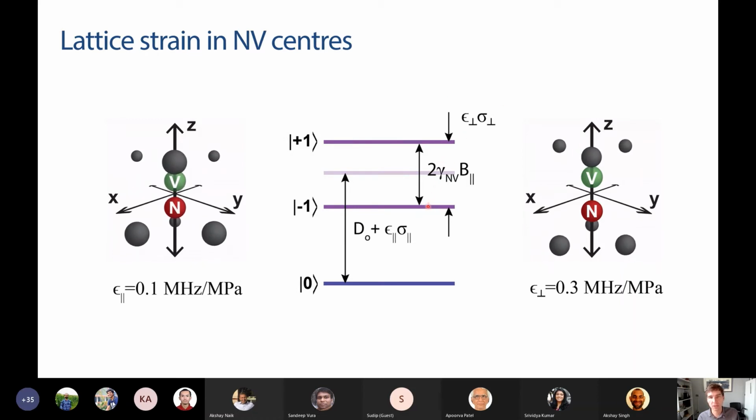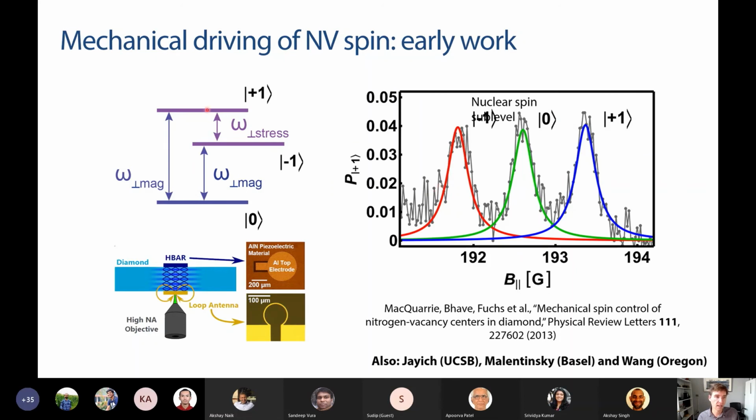And what we want to do is see if we can create a stress field that is equal to the splitting between these plus or minus 1 states, which we can control and tune using a magnetic field. Okay, so this is a simplified version of that picture over here, where basically we have a ground spin state, 0 spin state, and then a plus or minus 1 ground state spins. And we want to use a stress field to couple these plus or minus 1 states.